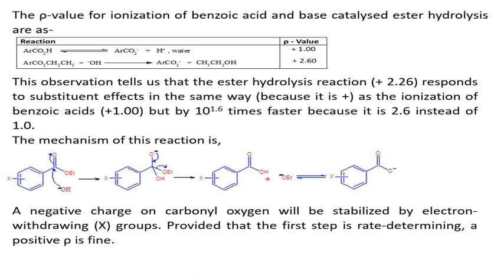Log of kx upon kh was calculated, and then the plot was drawn. On the y-axis there is log of kx upon kh, and on the x-axis there is substituent constant sigma. When the points were obtained, a straight line was drawn on which there are a maximum number of points, and the slope was calculated. The slope means the rho value, or reaction constant.